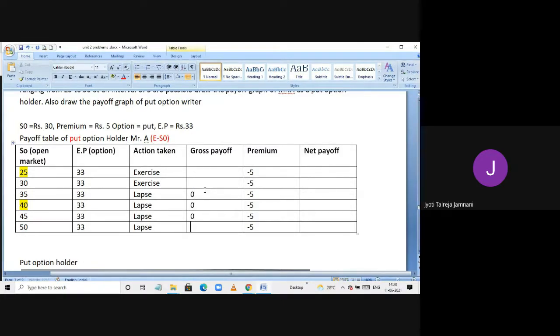So first let us write the payoff for lapse. Now when it will get exercised, there will be a gain. And how to find gain for a put option? E minus S naught. So 33 minus 25. The gain is 8 rupees.